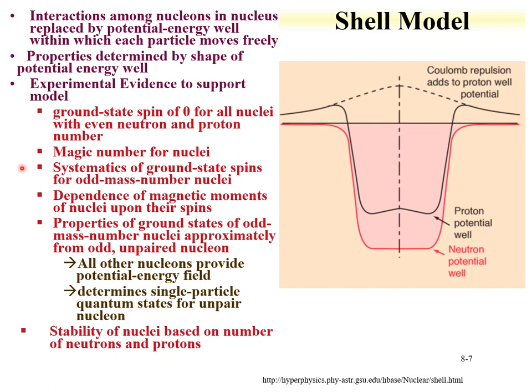There are some systematics on ground state spins for odd mass numbered nuclei, the relationship between magnetic moments and their spins, and some of the properties of ground states of odd mass numbered nuclei can be determined from that odd unpaired nucleon. So if I have an odd A nucleus, all the nucleons are paired except for one, and that one unpaired single particle provides the properties for the nucleus. That's fundamentally one of the bases of the shell model. One of the other things with the shell model that can be derived is stability of nuclei based upon the number of neutrons and protons.